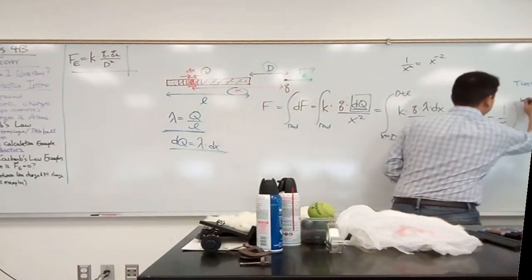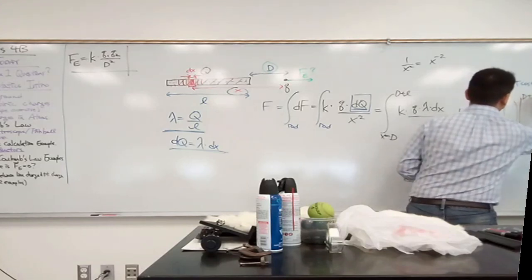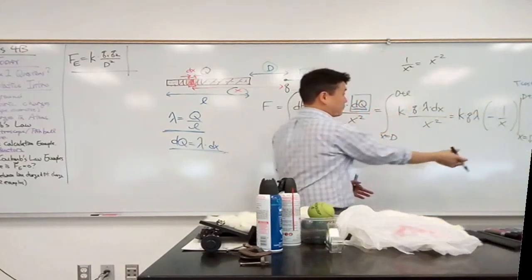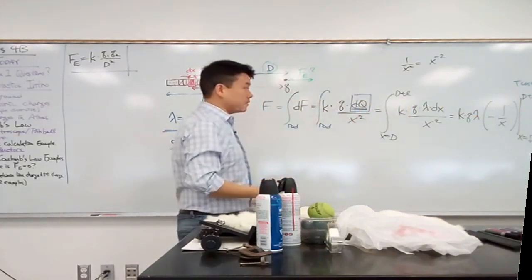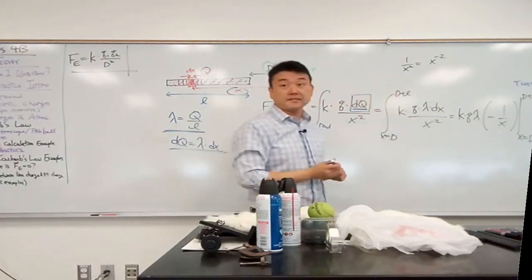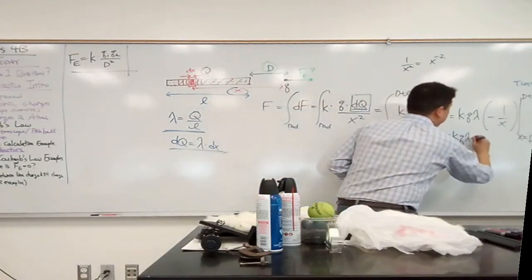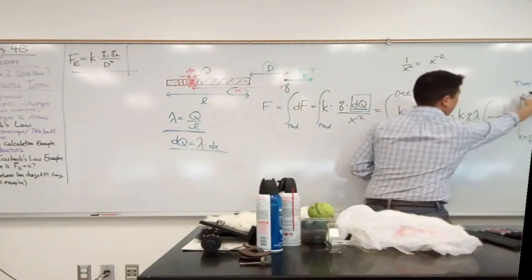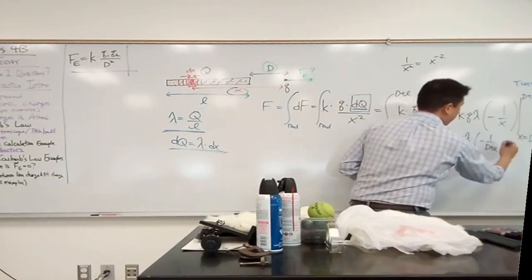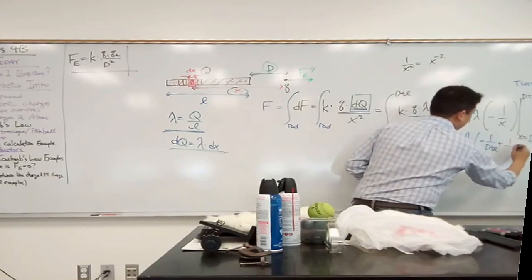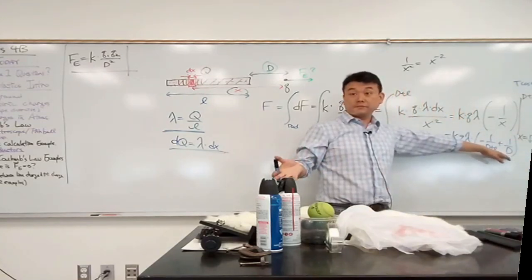I'm evaluating it with the limits x equals d to d plus L. So let me plug all those in. I usually skip steps here, but let me not skip because I want to make sure that this minus sign is supposed to be there. This is equal to k q lambda times the upper limit, minus 1 over d plus L, minus minus, or plus, the lower limit, 1 over d. Is this value positive, as I'm kind of expecting it to be?